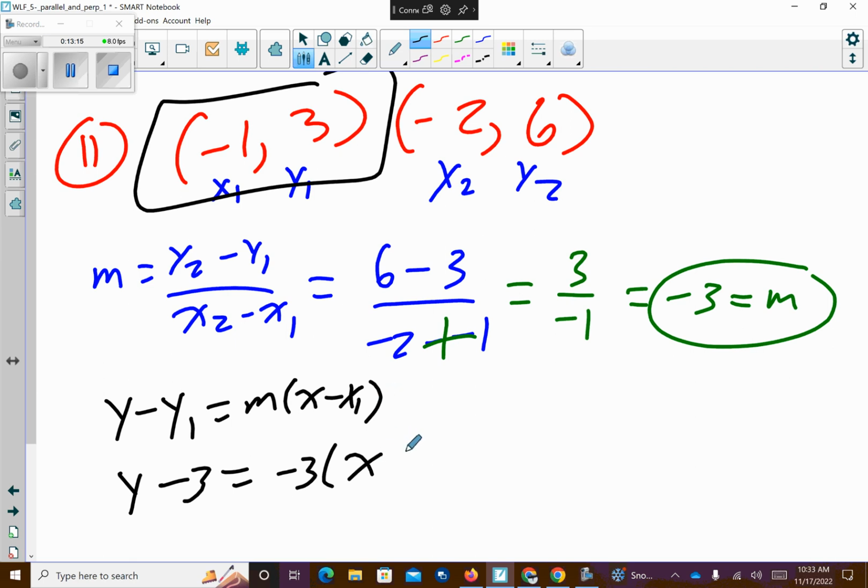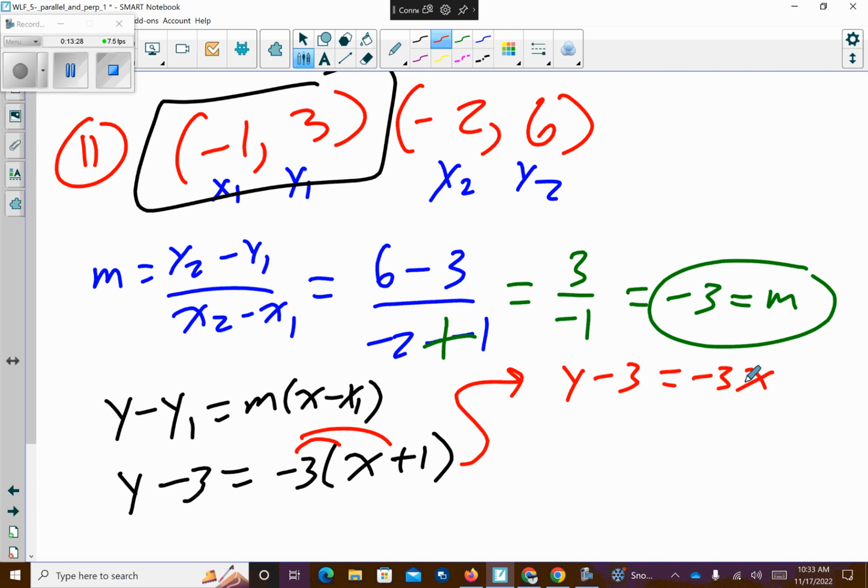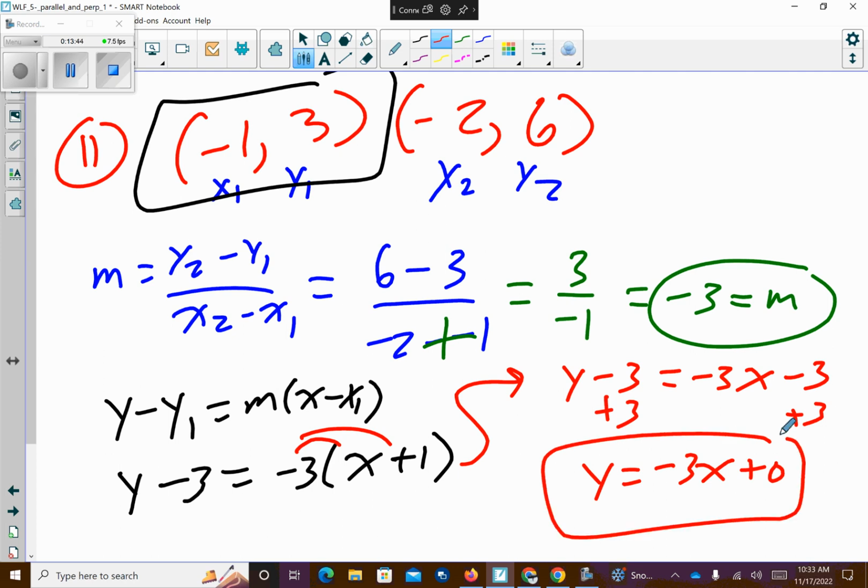If I plug negative 1 in, x minus negative 1 becomes x plus 1, right? All right, almost done. Distribute. Y minus 3 equals negative 3 times x is negative 3x, and negative 3 times 1 is negative 3. Add 3, add 3. Y equals negative 3x plus 0. How do you have a y-intercept of 0? That's called the origin.